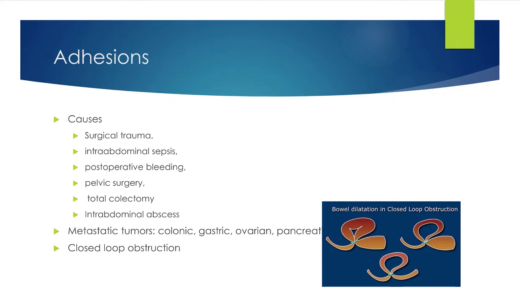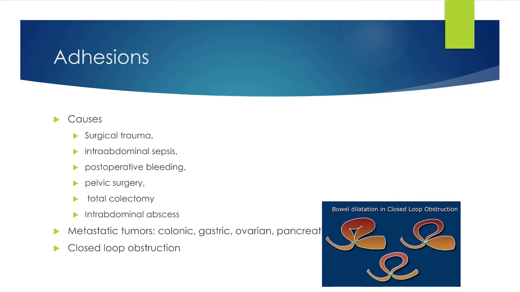We know that pelvic surgery is particularly notorious as a cause of small bowel obstruction. Also total colectomy, because these will lead to extensive scarring in the abdominal cavity. Any intra-abdominal sepsis, such as a pelvic abscess from PID or from diverticulitis or appendicitis, could lead to formation of adhesions, and that could present either at the same time as the intra-abdominal abscess, or later on it can present as small bowel obstruction.